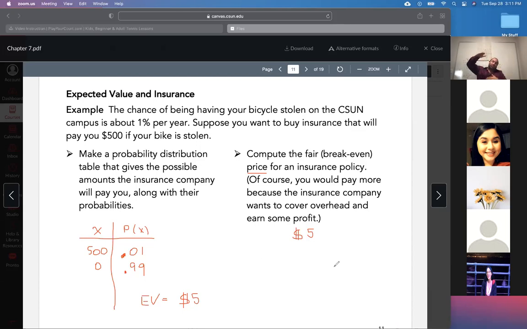Of course, in reality, there's two things wrong with this. One, the insurance company is going to have to charge more because they want to make profit. Otherwise, what's the point? And two, remember, these are only averages. So it's possible that one year, 3 or even 4 bikes are stolen. They've got to pay $2,000. So they better have some money in reserve to cover that just in case.